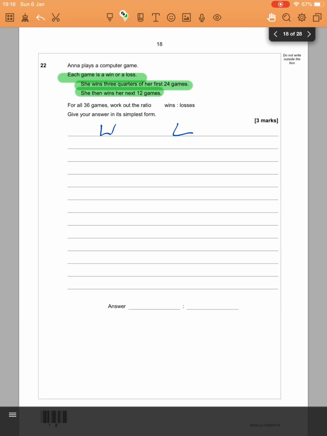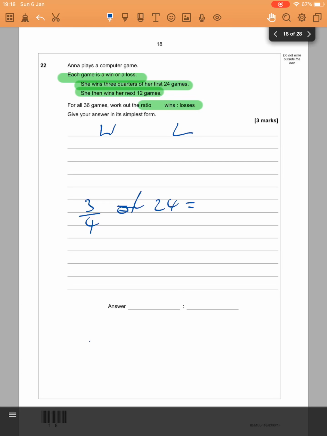For all 36 games, work out the ratio of wins to losses and give your answer in its simplest form. So we need to know how many wins she had. Well, the information on the second line I've highlighted here: she wins 3/4 of her first 24 games. So how many games was that? 3/4 of 24. So you can work out 1/4 of 24 and then 3/4 of 24.